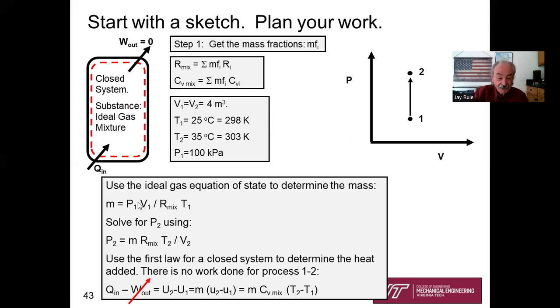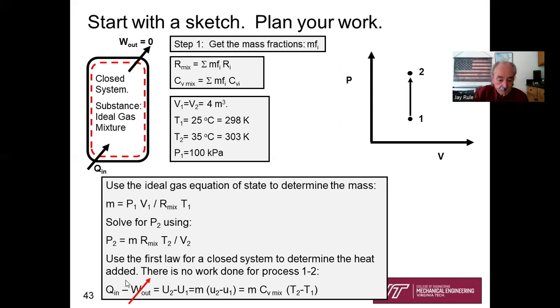This is a screenshot, a copy and paste text box of the previous problem. M is P1V1 over R mix T1. P2 is M, just found it, R mix T2 over V2. I need R mix, okay?